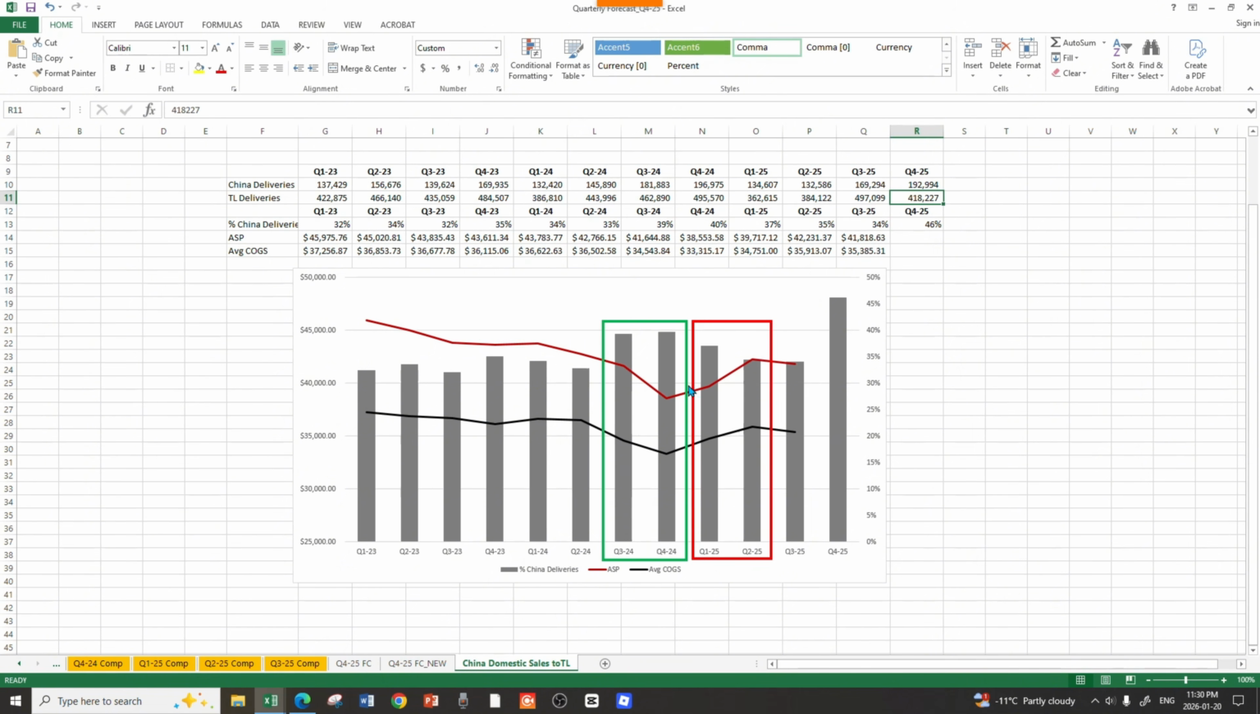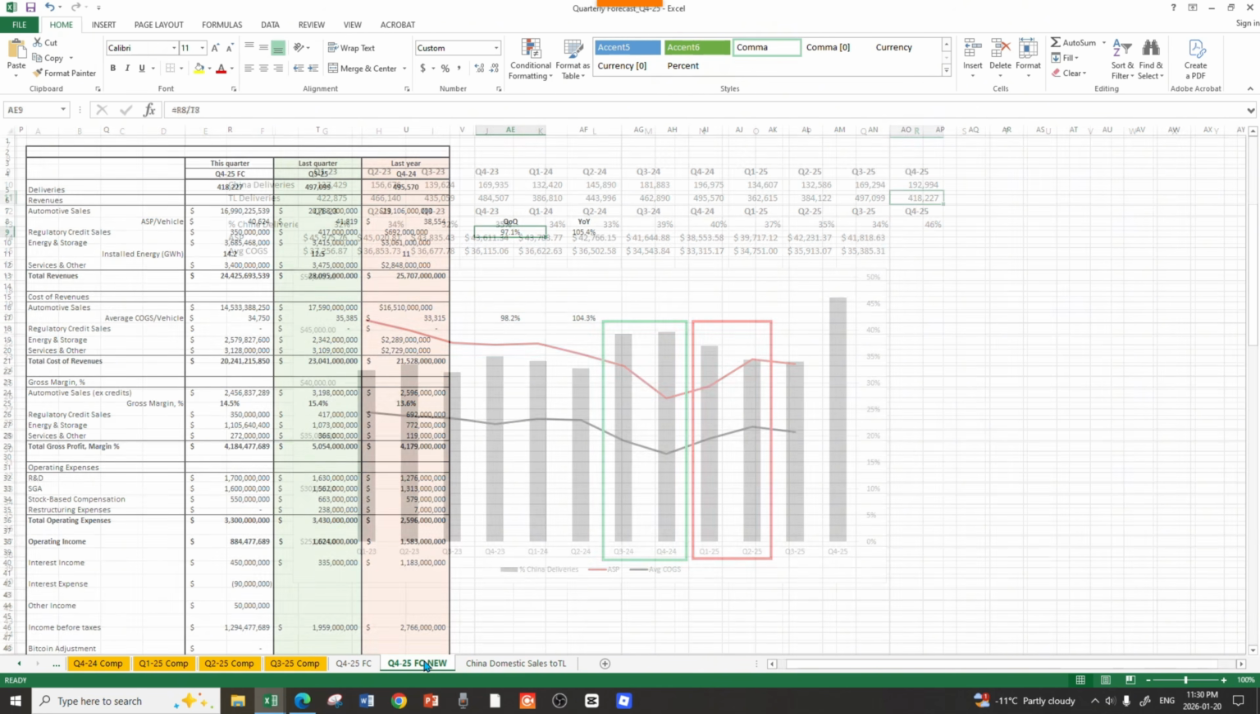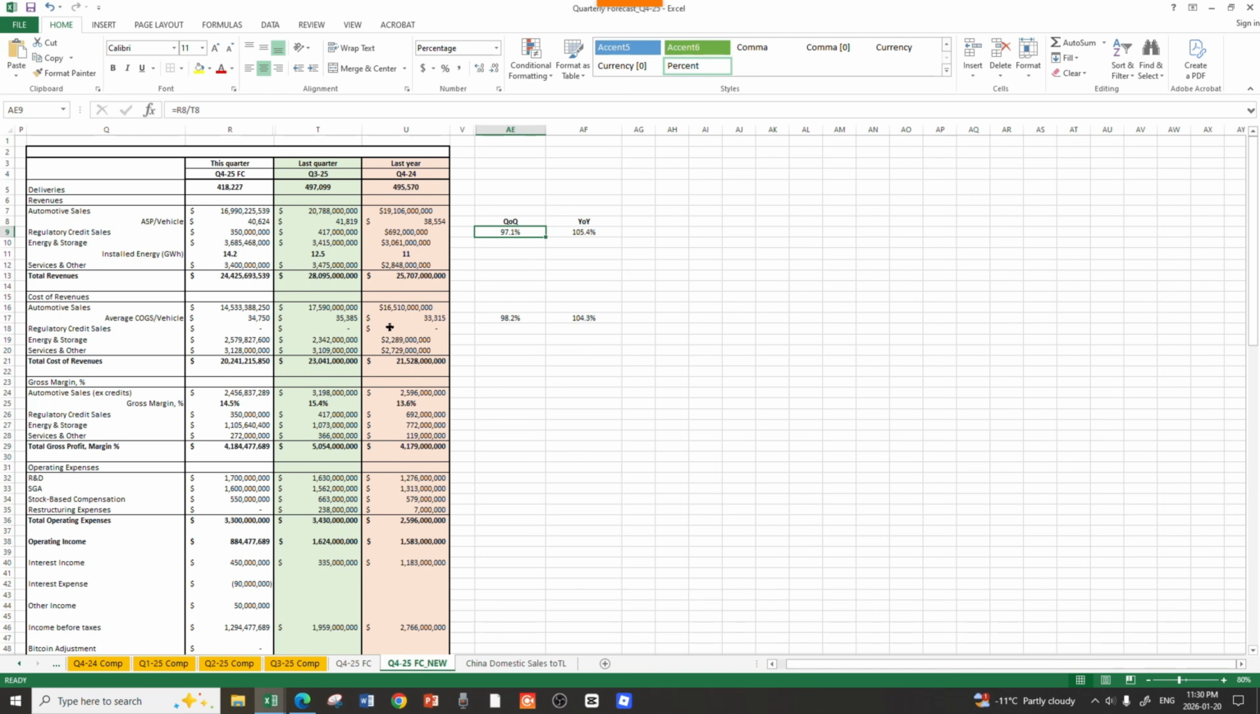What we would expect to see is the ASP come down, and we would expect to see the cost come down on a quarter-to-quarter basis. So go back to my forecast, and that's kind of what we see. ASP is coming down versus last quarter, by 3%, and cost is also coming down versus last quarter. So I think directionally, this is correct.